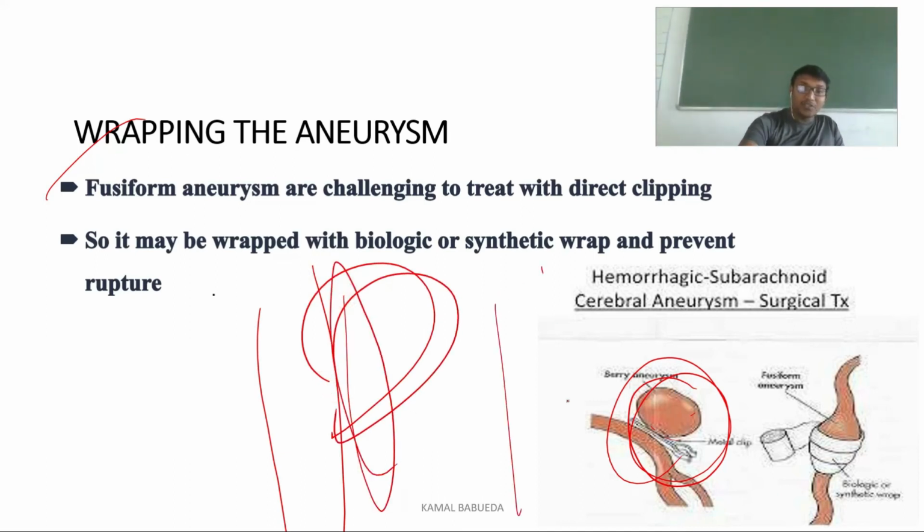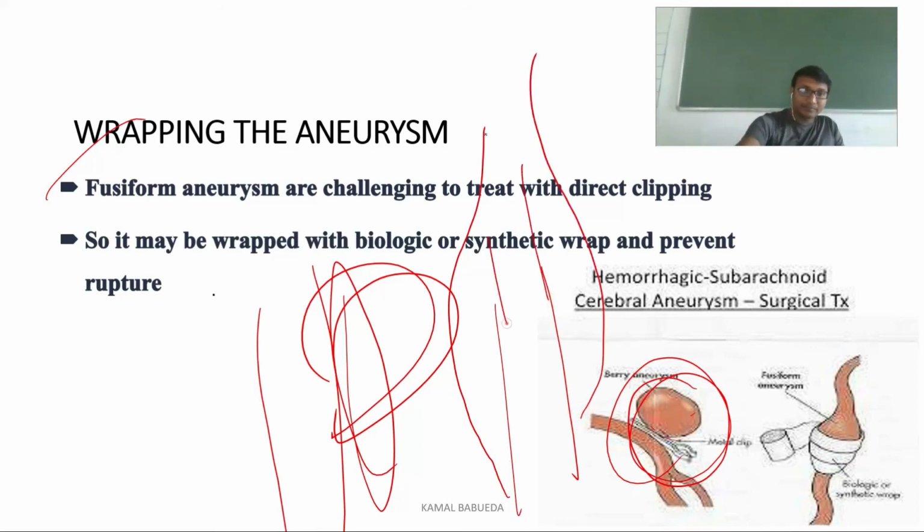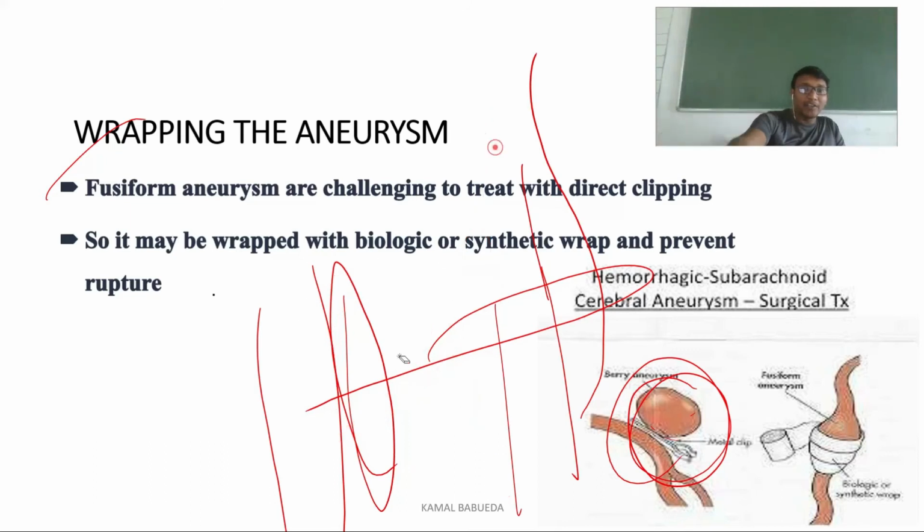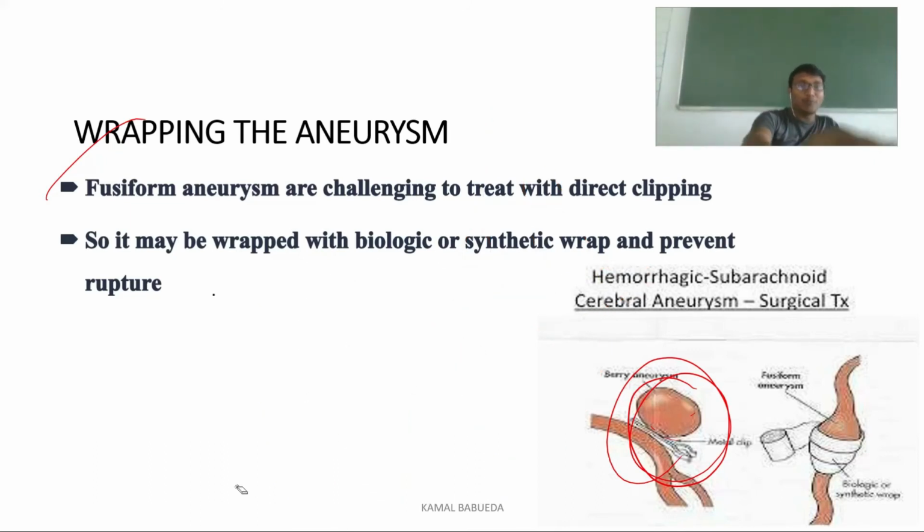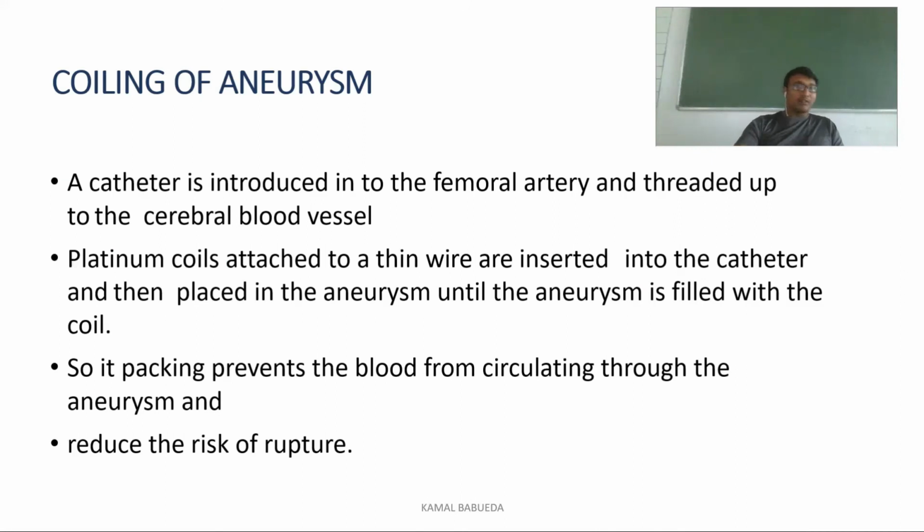Here, if it is a fusiform, the bulging is occurring around the artery. So during this time you cannot clip here, right? So you need some wrapping. So what we'll do, we'll use some biologic or synthetic wrap mainly to prevent the rupture and to provide strength for the particular artery.